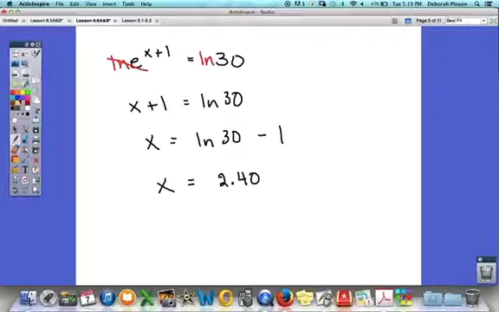Now, I don't know if anyone tried to do this, but you do not want to do natural log of 29. This 1 is not inside that natural log. So make sure you do natural log of 30, get that answer, close the parentheses, somehow make sure you just do natural log of 30, then subtract the 1.